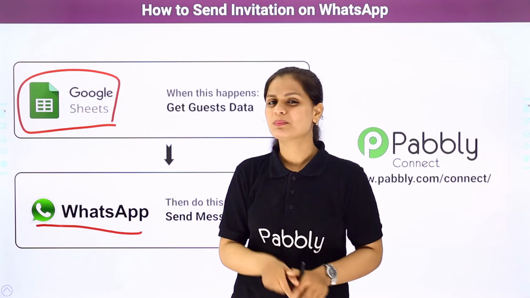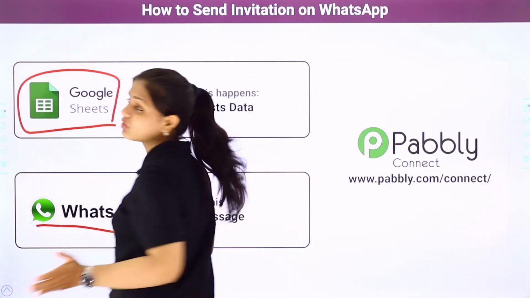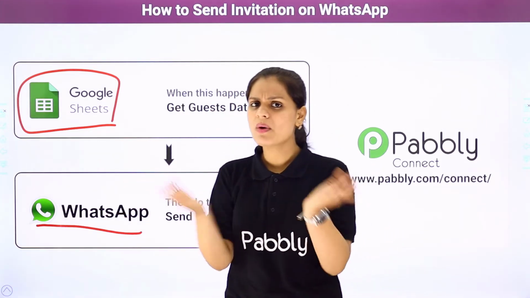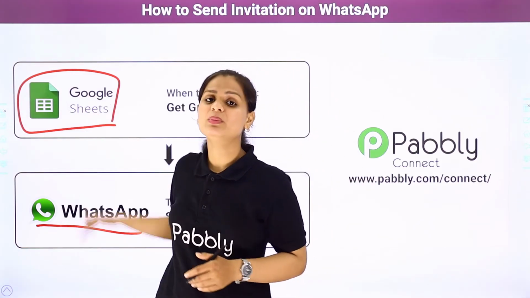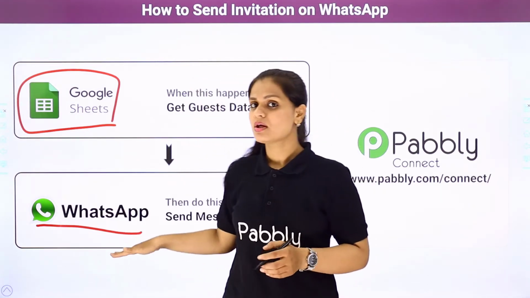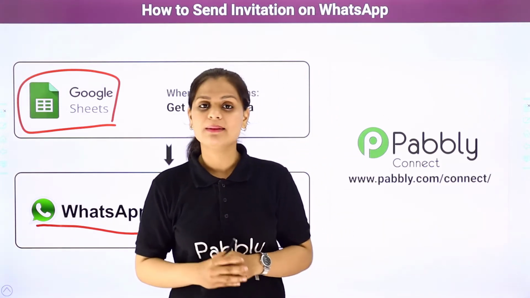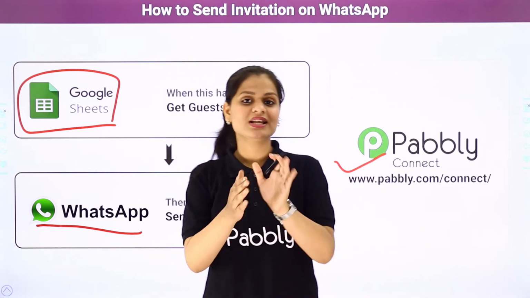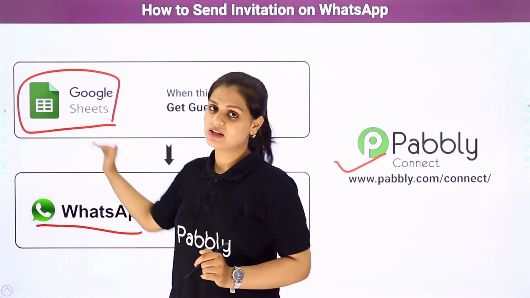Isn't it wonderful? But the issue here is Google Sheets and WhatsApp do not have any native integration or any direct contact. So how am I going to do that? I need to build some automation, some data flow between Google Sheets and WhatsApp so that I can perform these tasks. That is why in this video I am going to use Pabbly Connect. Pabbly Connect is an automation and integration software which is going to integrate these two software applications.